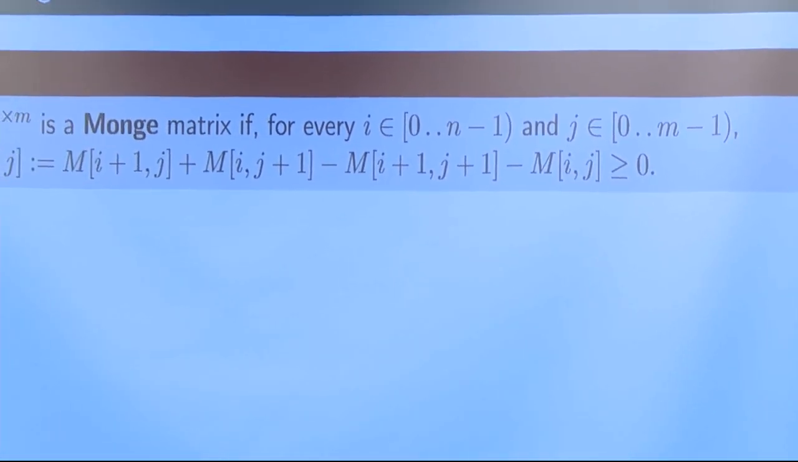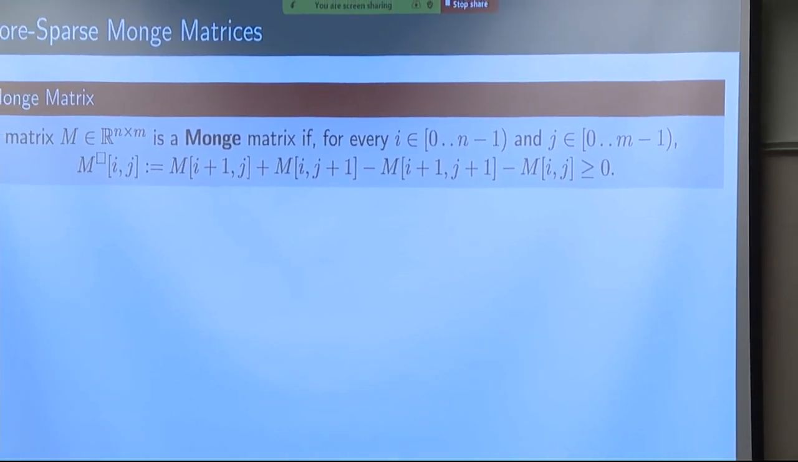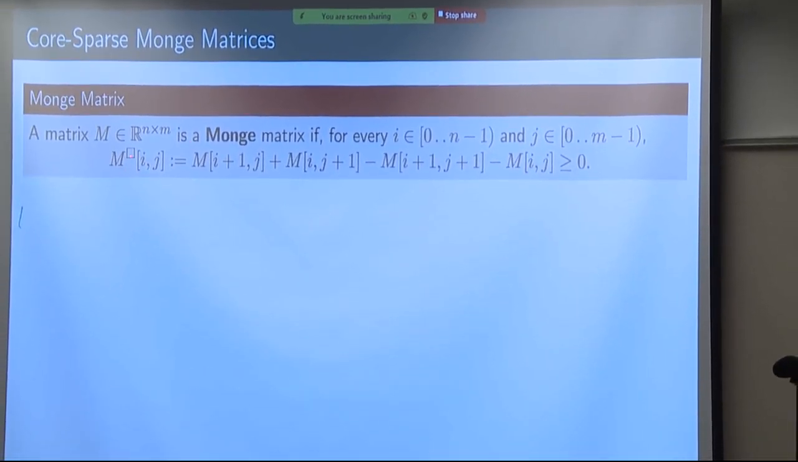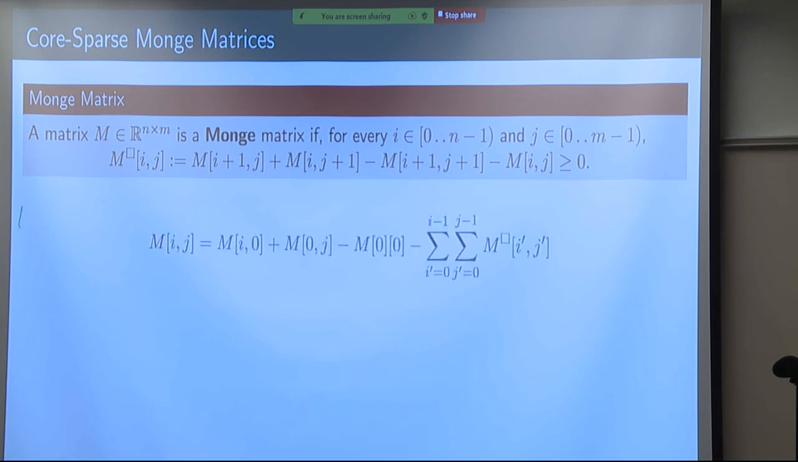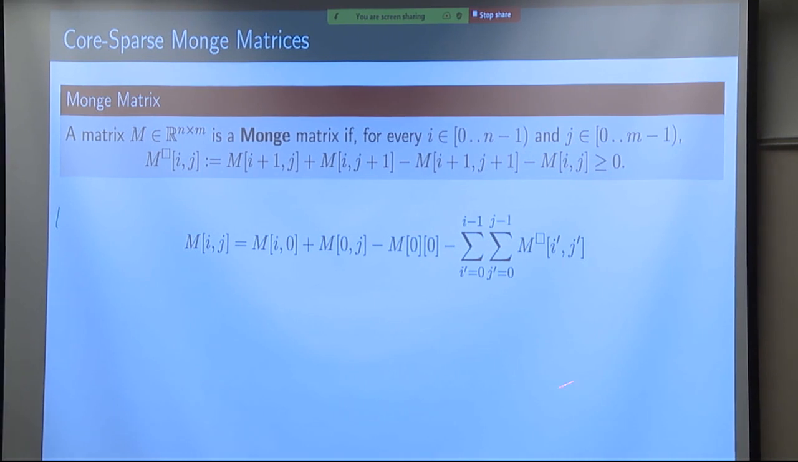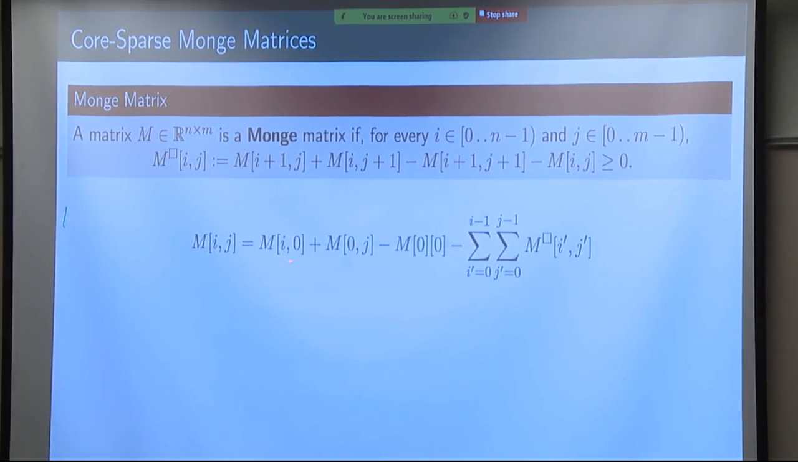Putting this more formally, we have this notion of Monge matrices. And here this M square is sometimes called the density matrix. And it simply records the excess in each 2 by 2 square. So the total value of the 2 corners minus the total value of the other 2 corners. And for every matrix, even if it's not Monge, we can retrieve any entry by looking at the leftmost entry in this row, the topmost entry in the column, subtracting the top left corner of the matrix, and then we sum up the excess values to the left and above the cell you want to compute.